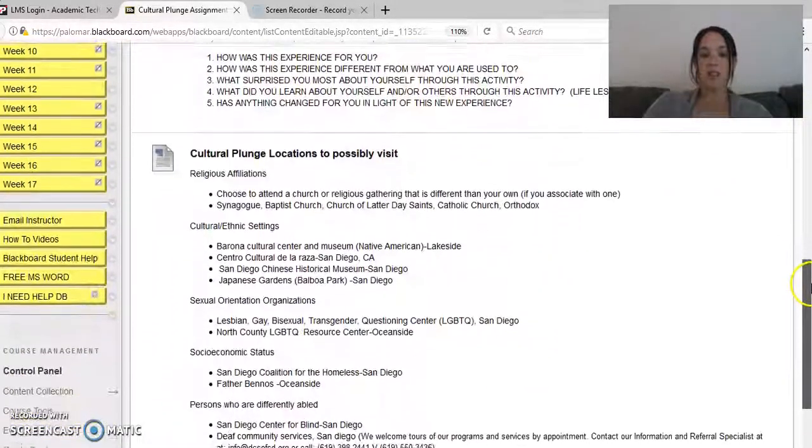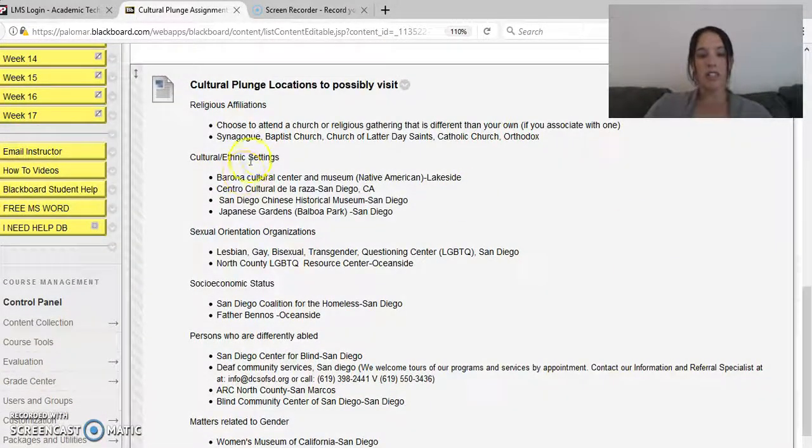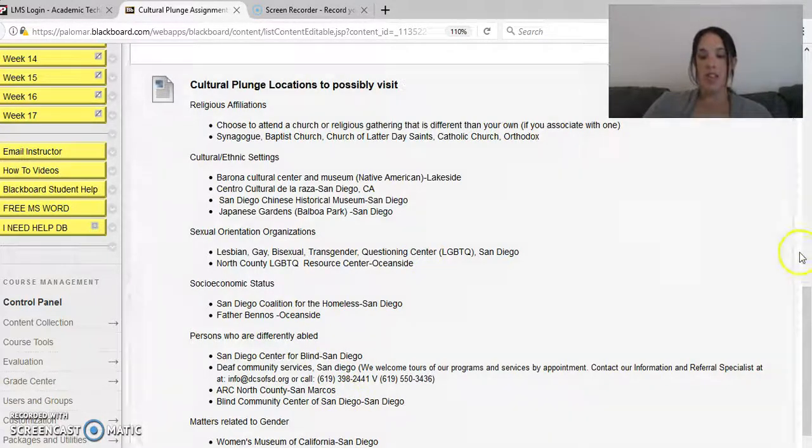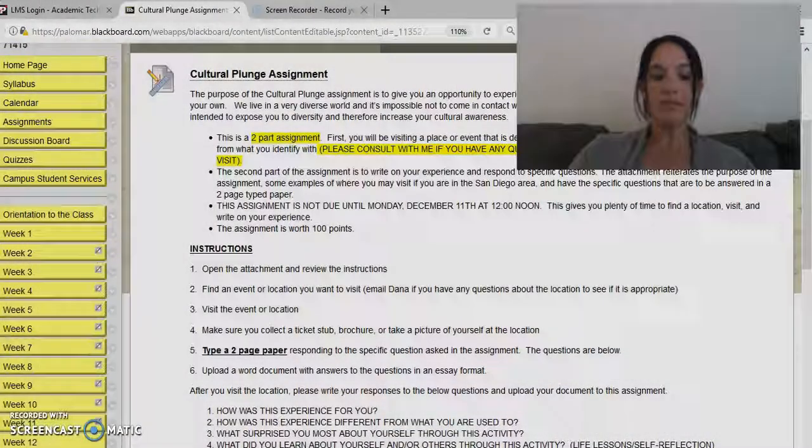And I have some examples of places where you could go to. Either a cultural ethnic setting that's different, a religious affiliation, sexual orientation organizations, socioeconomic status, people who are differently abled, and I've listed various places that you could attend. Now I know some of you aren't in the local area, so if you're not, please feel free to check out places that are located where you are and see if there is something you can go visit in your location as well.